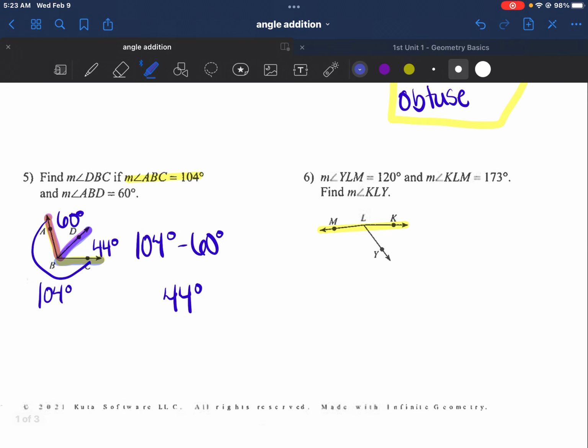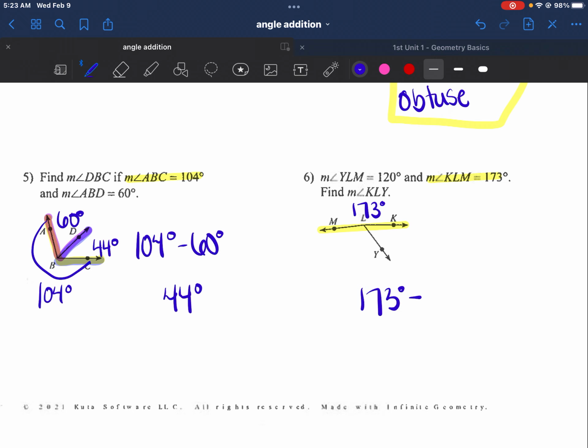Let's see. MLK, where is it? Or KLM, right here. Oops, wrong color. So we know KLM is 173 degrees. Ooh, that's the big angle. So now I have the big angle. If I have the big angle, that means I'm already going to subtract. Okay?